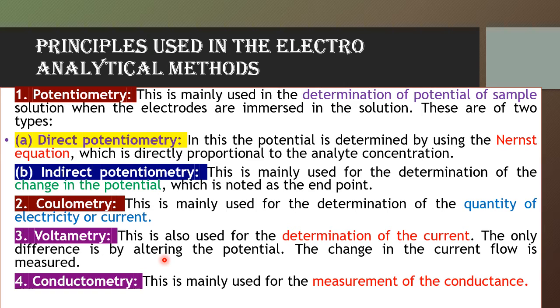The only difference is by altering the potential, because electric current can be generated once the potential is being varied. If potential flows with a constant flow, then no current can be generated. This will cause the change in current or the flow of current inside our electrochemical cell. Conductometry is basically used for the measurement of the conductance of our electrochemical cell.